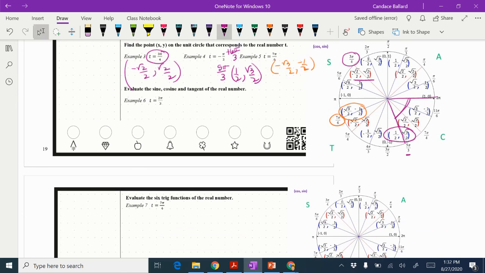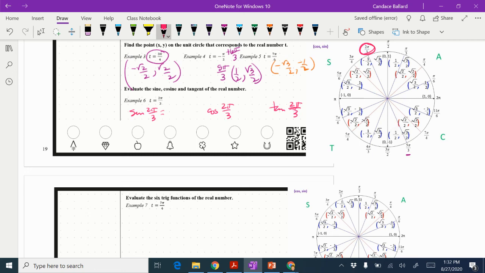Now what they're asking me to do in this one is find the sine, the cosine, and the tangent of that angle measure. So I'm going to look for the sine of 2 pi over 3, the cosine of 2 pi over 3, and the tangent of 2 pi over 3. So for the sine, I'm going to go to 2 pi over 3. I'm right here. And the nice thing about the coordinates method is I don't have to worry about the sign anymore because it's already in there. So I don't have to do that extra check like I had to do with the triangles.